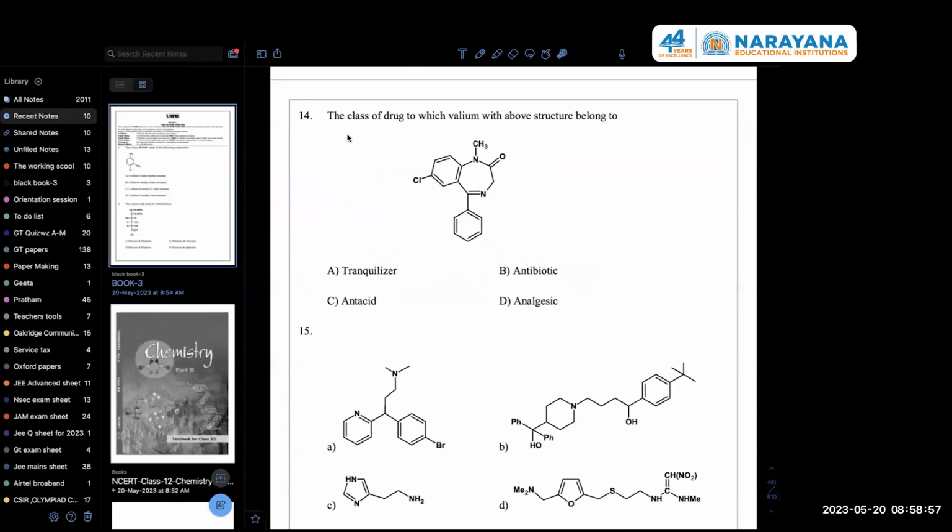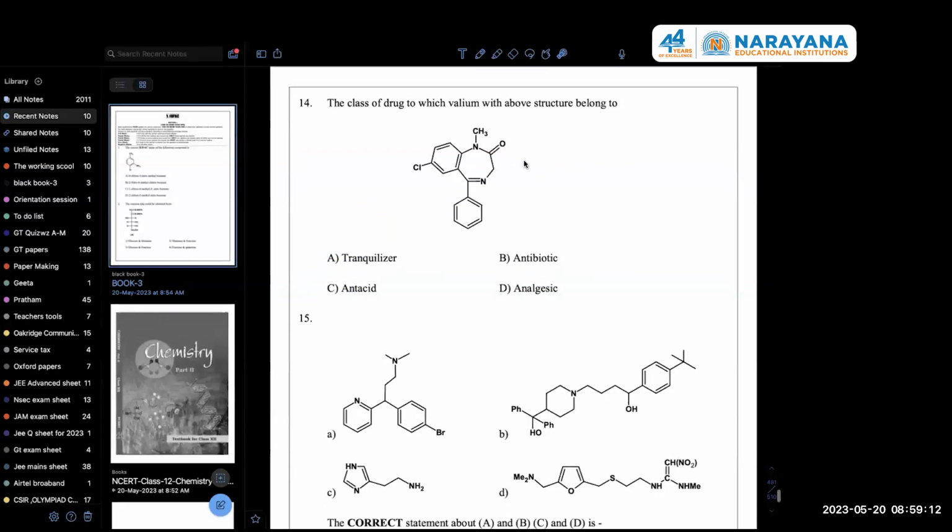The class of drug to which Valium with the above structure belongs? A option. This is a normal question only. Tranquilizer, the derivative of barbituric acid, right? No, sir. This is not a derivative of barbituric acid.